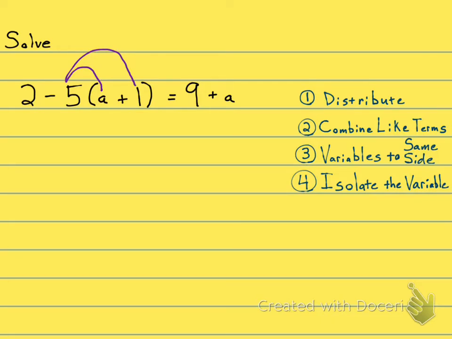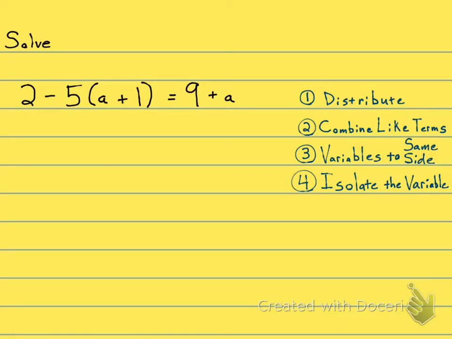Now, be very careful. This is tricky. Some students want to just look at this and put that together, but you can't do that. Order of operations tells you that you have to multiply before you add or subtract, so you would get the wrong answer. So follow these 4 steps right here.